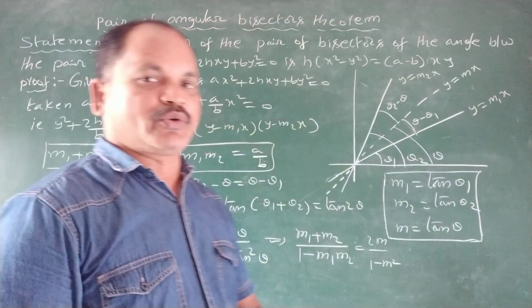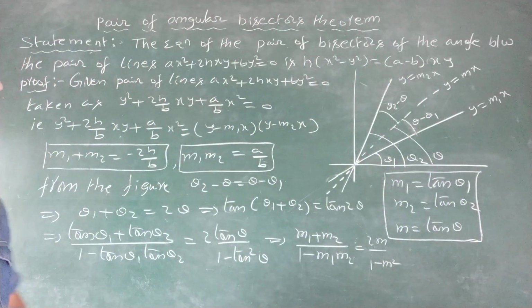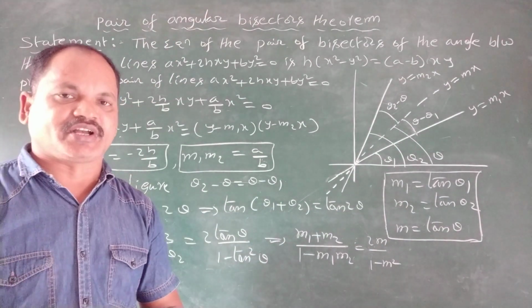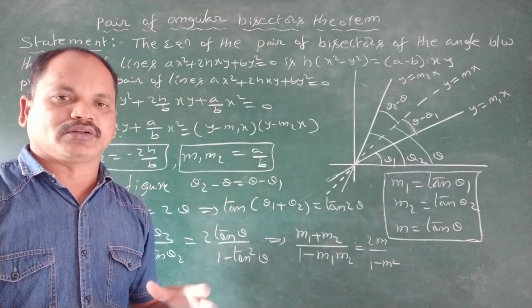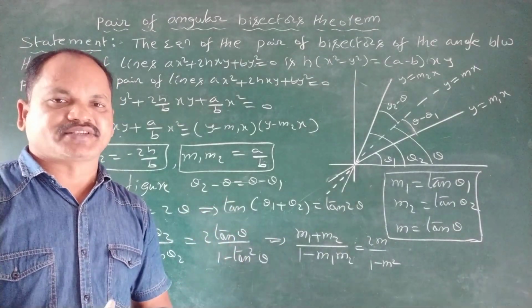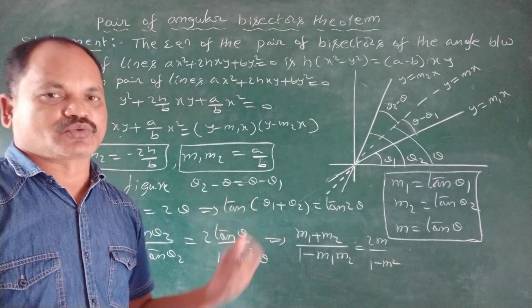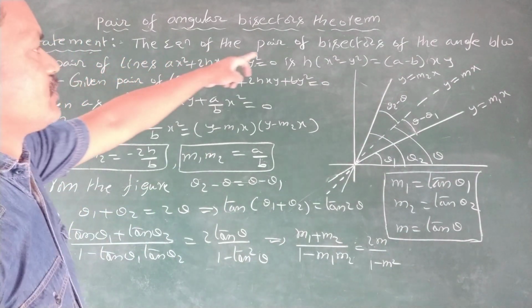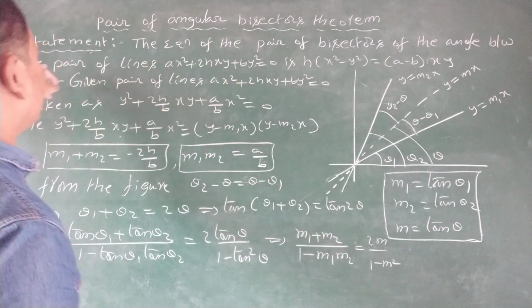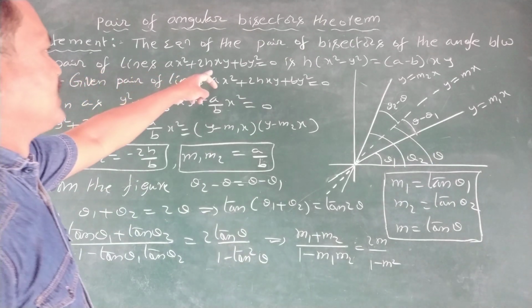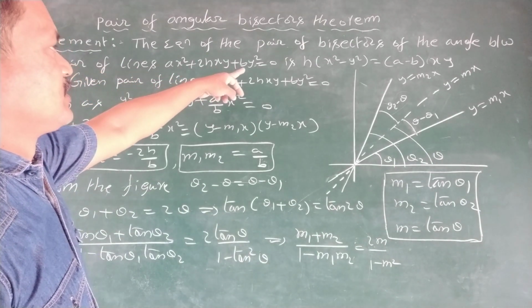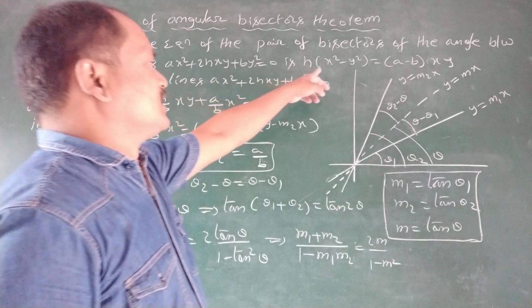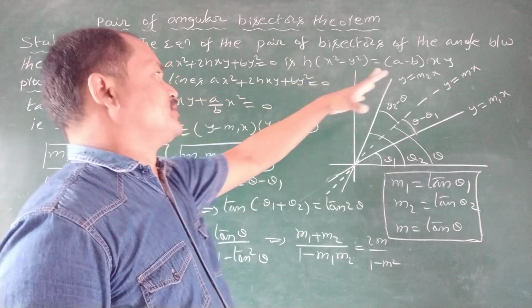Okay, now we are going to another most important theorem, that is the pair of angular bisectors theorem. This is a very important theorem for 7 marks in the IP board exam, and the competitive exam objective questions depend upon this concept, with more questions. Now the statement: the equation of the pair of bisectors of the angle between the pair of lines ax square plus 2hxy plus by square is equal to 0 is h into x square minus y square is equal to a minus b into xy.